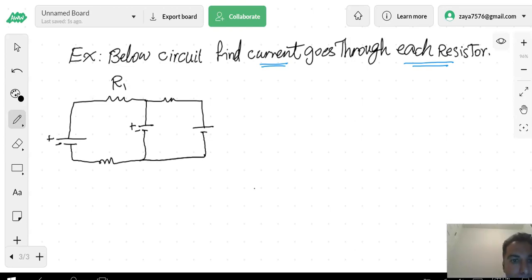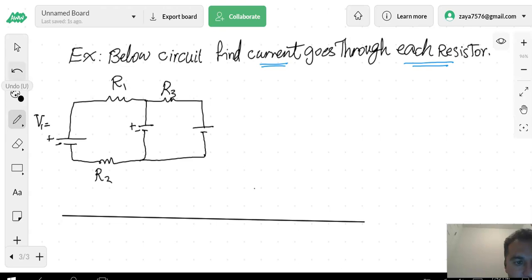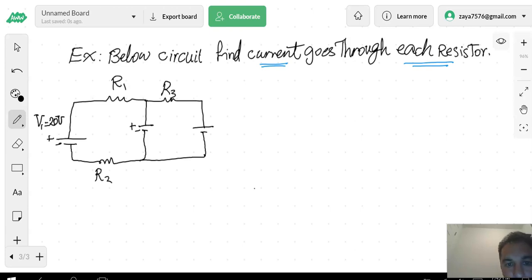So let's say we have R1, R2, and R3. We have 3 resistors. Here we have voltage 1, which, let's say, is 20 volt. This is positive, this is negative.